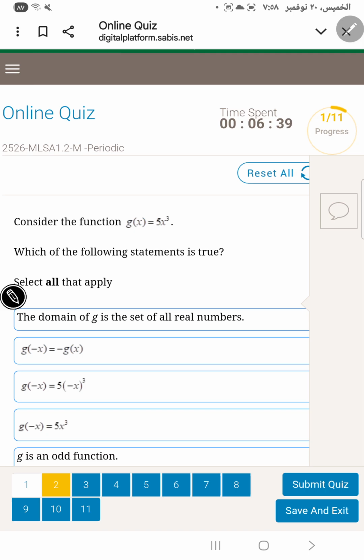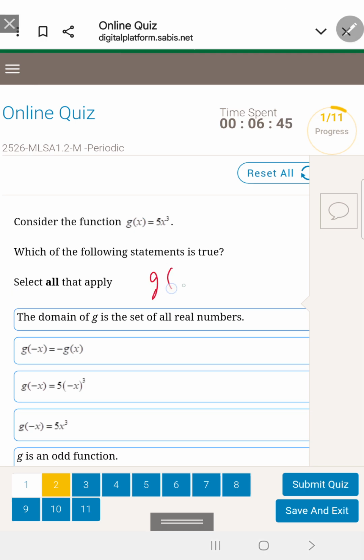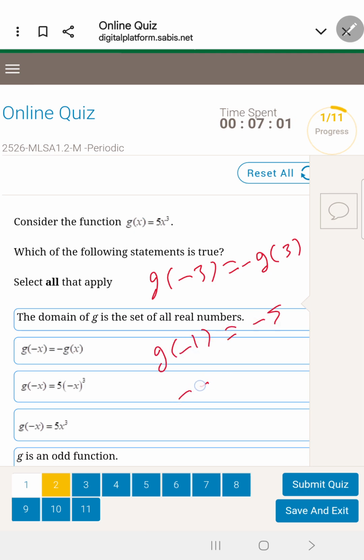This function here is very clearly an odd function, because if you do g of -3, for example, you get negative g of 3. Whatever, not necessarily -3. Let's try -1. G of -1 will be -5. Minus g of 1 will be equal to also -5. So this means the function is odd function.